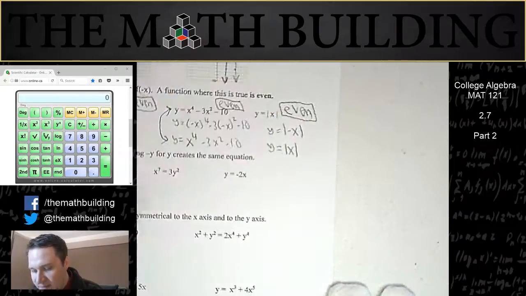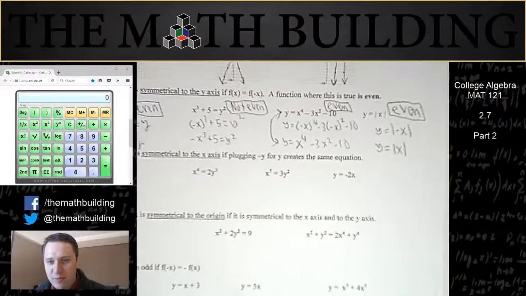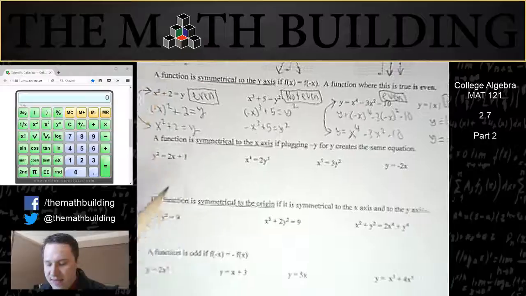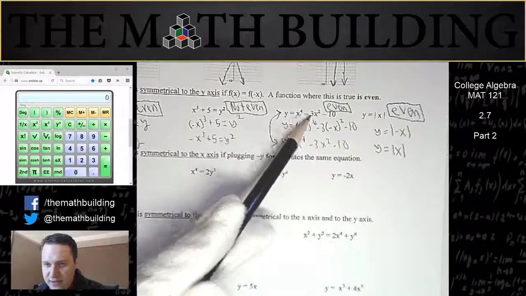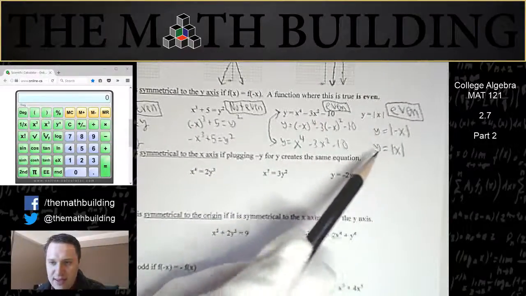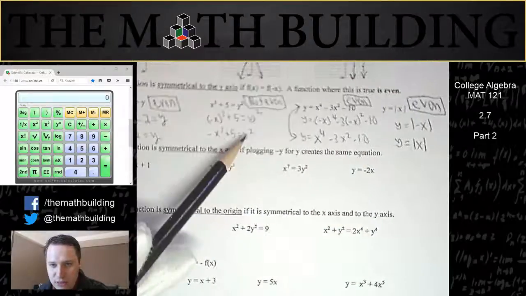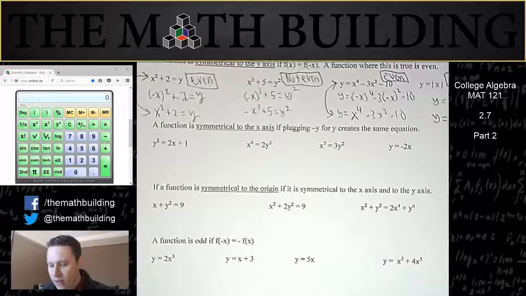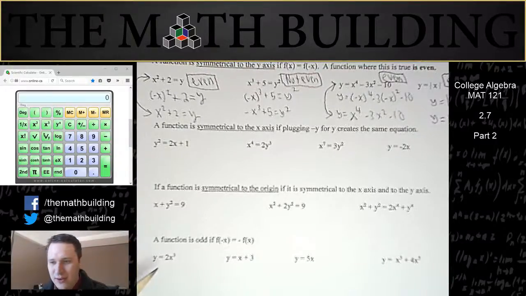So that's how to check if something is even by just plugging into the equation. Plug in negative x for every x. And if it simplifies, like because it has even exponents or an absolute value, and if the final equation matches the initial one, then you know that it's even. Otherwise, it's not even. I'm way over on time, so I will see you in part 3.